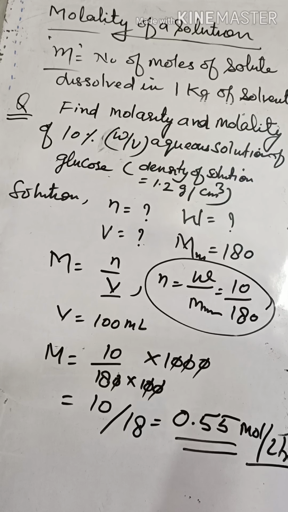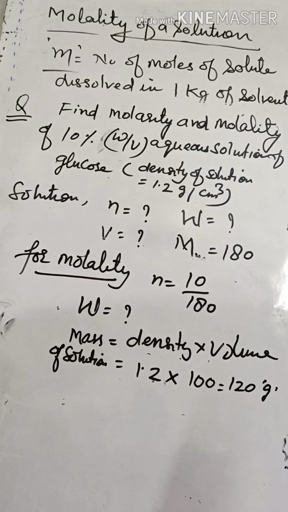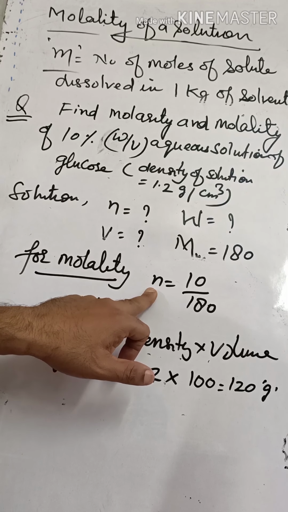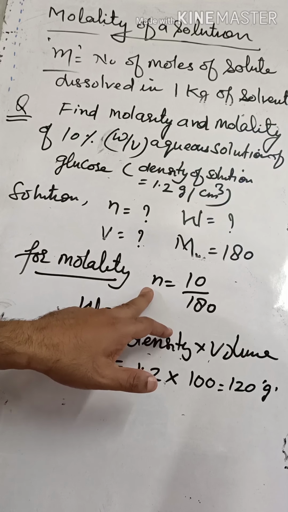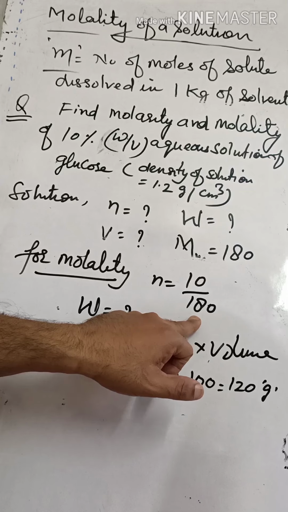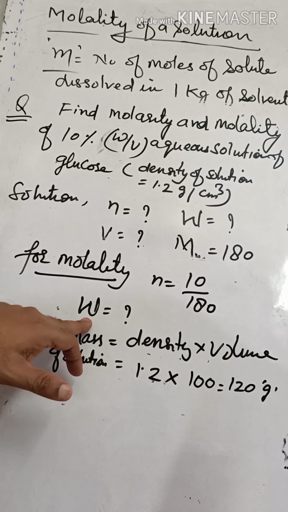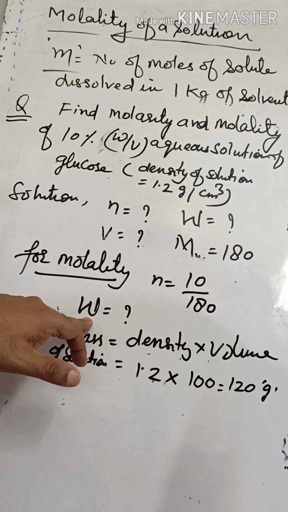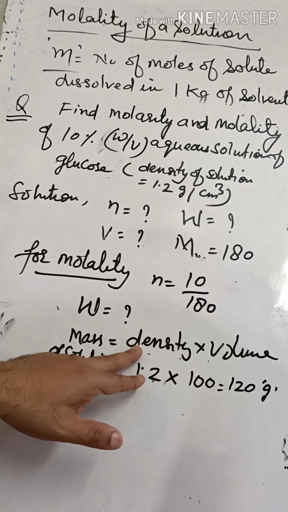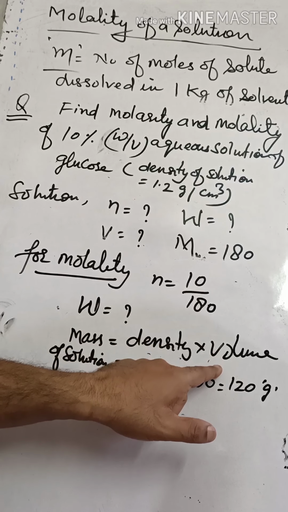Now we will calculate molality. To calculate molality, students, we require number of mole of solute. We know already number of mole of solute is the amount of solute in gram, 10 gram, and molar mass of solute, that is glucose, 180. Now we require capital W, means amount of solvent. So first of all, you know that mass of solution is equal to density into volume. Density is given for solution, volume given for solution.